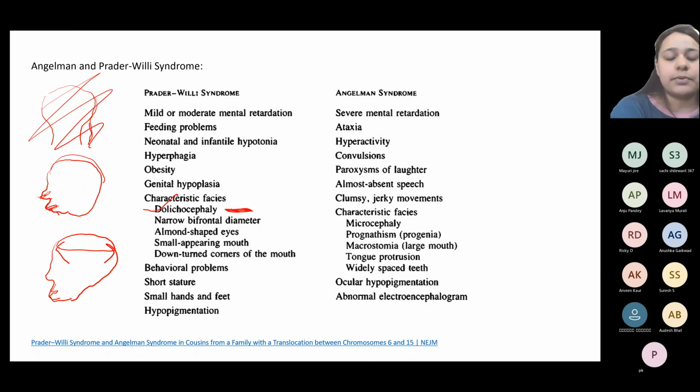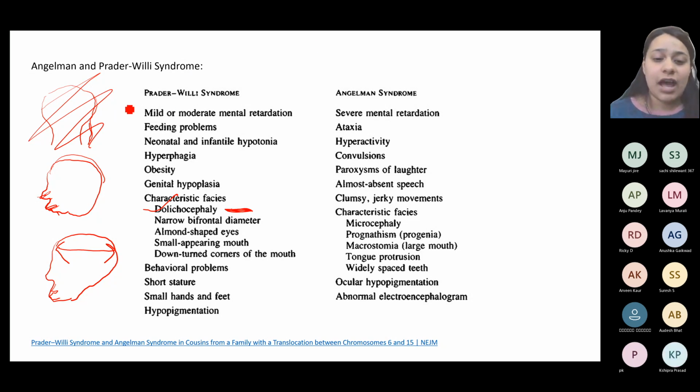Then they will have a narrow bifrontal diameter. What does that mean? This particular diameter will be very reduced in these individuals, so the face will be very compact in this direction but very elongated in this one. Then they will have almond-shaped eyes, a small-appearing mouth with downturned corners, behavioral problems, short stature, small hands and feet, and hypopigmentation. These are all self-explanatory points.